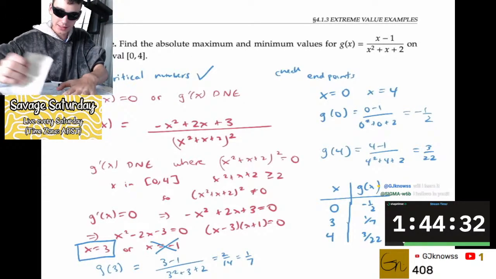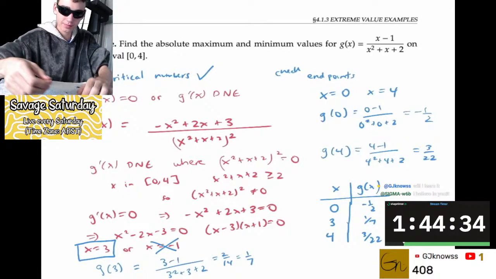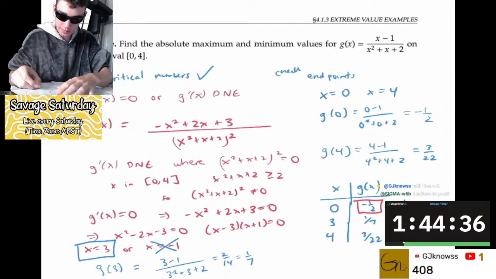Now to find the absolute maximum and minimum values, all I have to do is figure out which one of these y values is the biggest and which is the smallest. Well, clearly, negative 1/2 is the smallest, so that's the absolute minimum value.